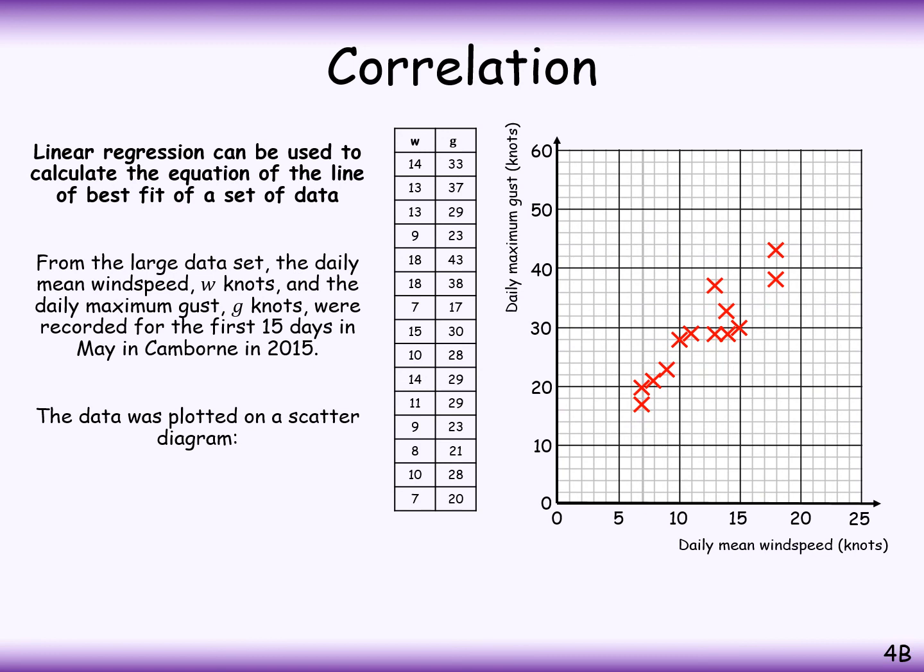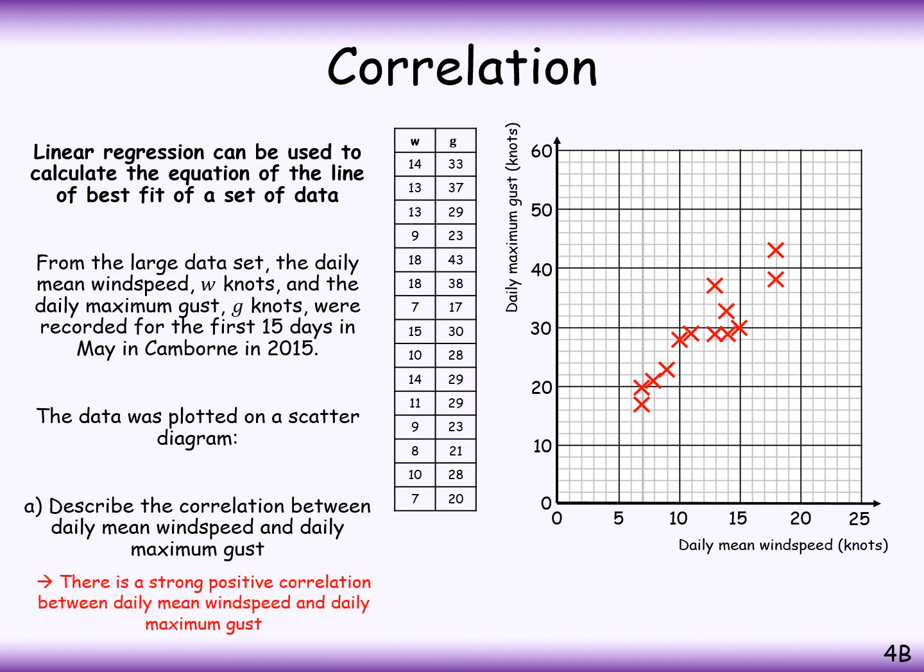So now if we draw the scatter graph, it looks something like this. We're asked to describe the correlation between the daily mean wind speed versus the daily maximum gust. So why don't you guys pause the video and write down what you think the correlation is. So it's important that when you give this correlation, you don't just simply say there's a positive correlation. You have to give it in context to the question. So you could say something along the lines of, there is a strong positive correlation between the daily mean wind speed and daily maximum gust. So as the wind speed picks up, so does the gust, or something along that line.